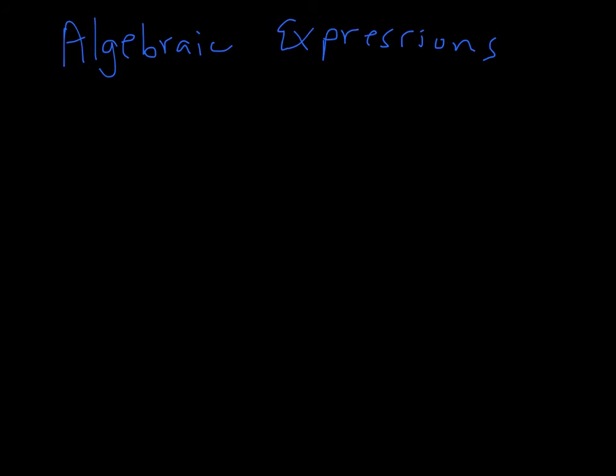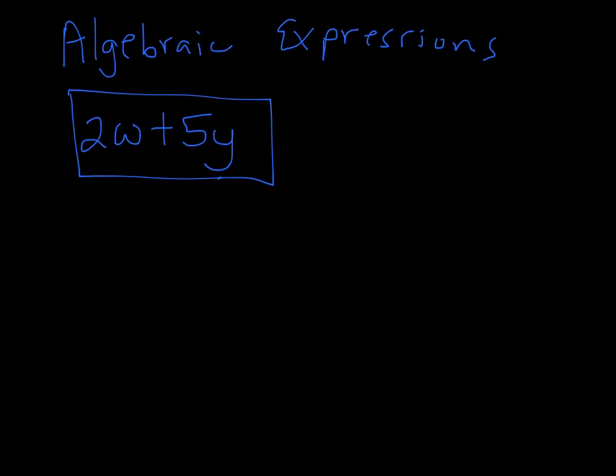So examples of an algebraic expression might be something like this. It might be 2w plus 5y. So we have 2 multiplied by some number which we don't know, represented by the letter w, variable w, plus 5 multiplied by some variable y, some quantity that varies, and we represent it with this expression. An expression does not have an equal sign. So you can see there's no equation there, there's no equals. This is just an expression.